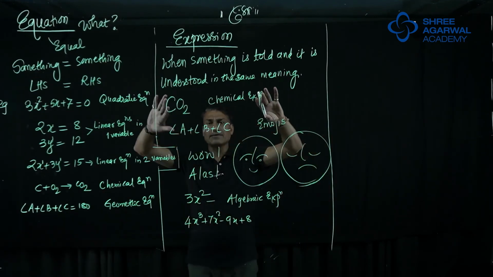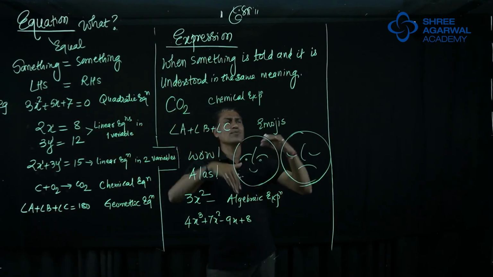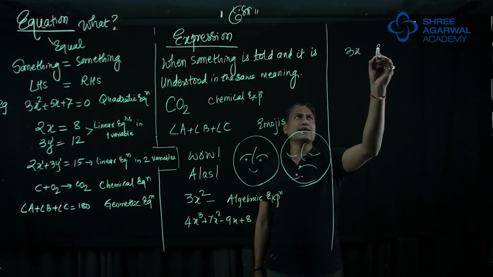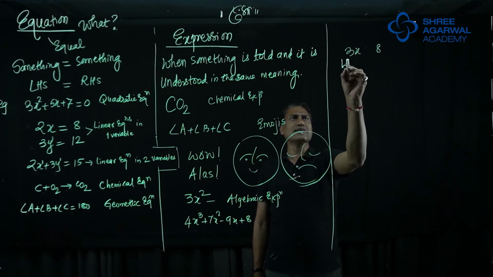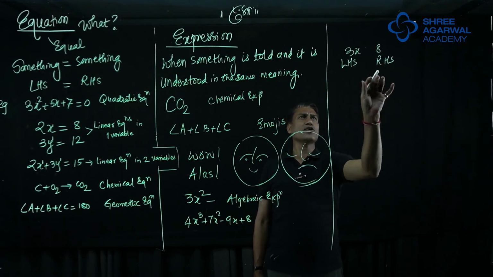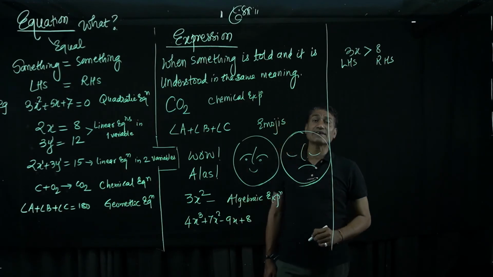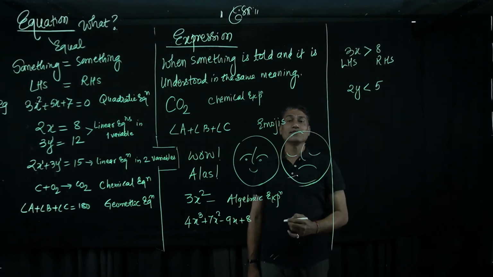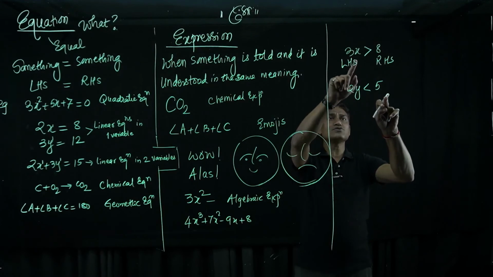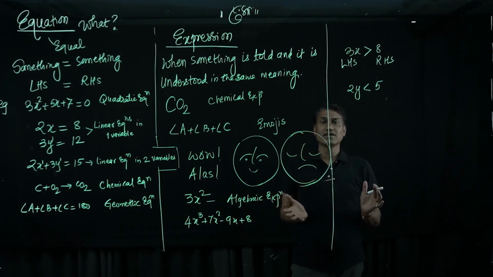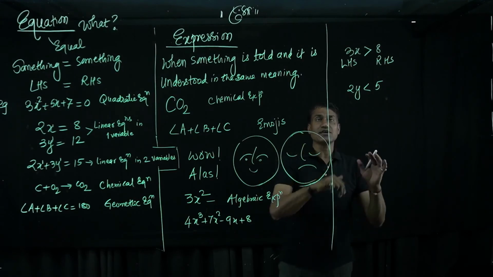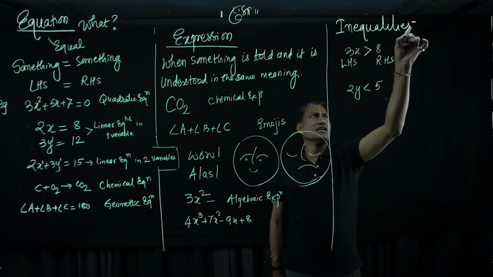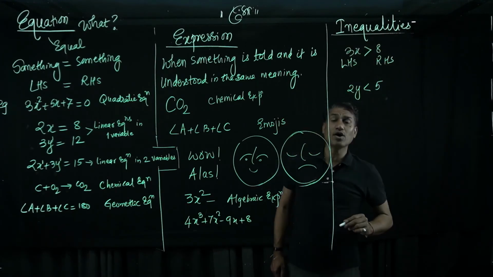Now, there is one more thing which we should know. Here there was only one side. Here there were two sides and an equal to sign. But suppose there are two sides and there is no equal to sign. For example, 3x and 8. Two sides. One is LHS, one is RHS. And they are not equal. It is like this. 3x greater than 8 or 2y less than 5. What are they called? Now see here, there is a LHS, there is a RHS, but there is no equal to sign. My dear friends, they are not equations. They are not expressions. They are inequalities.